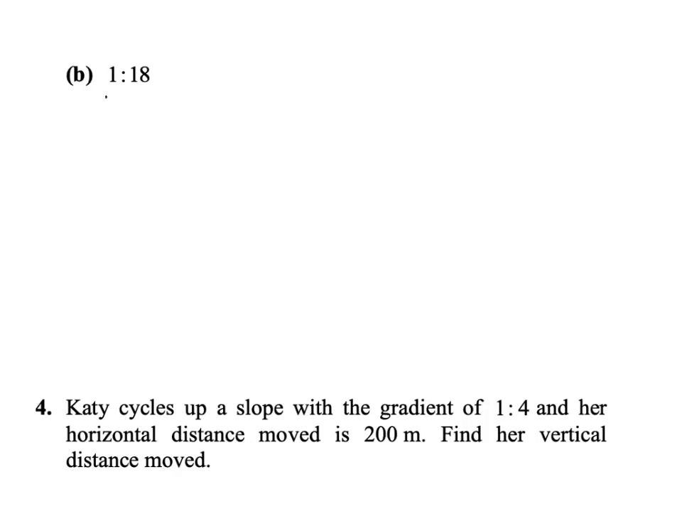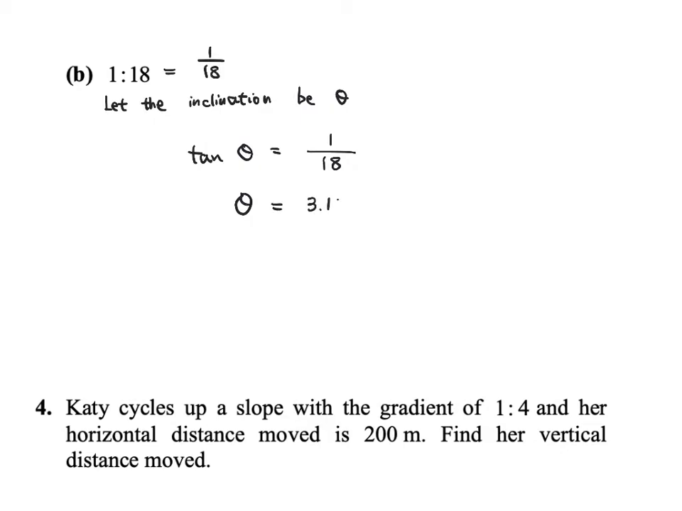The same applies to this case. Let the inclination be theta. So you have tangent theta equals 1 over 18, that is, 1 to 18. And you know theta will be equal to 3.18 degree. This one is corrected to 3 significant figures. So at the end, just make sure you don't forget to put down: the inclination is 3.18 degree.